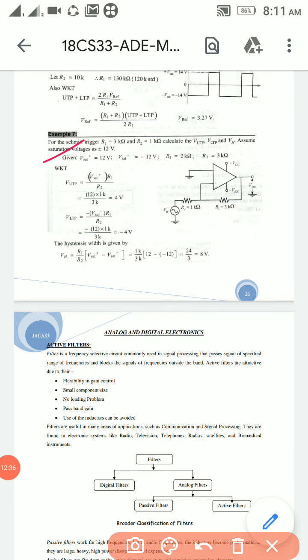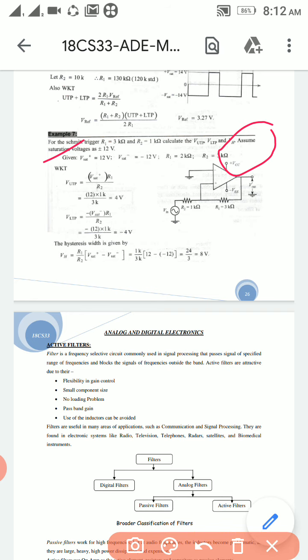Okay, this is the problem. For the Schmitt trigger, R1 is equal to 3 kilo ohm, R2 is equal to 1 kilo ohm. Calculate VUTP, VLTP, and VH. Assume saturation voltages are plus or minus 12 volts. What exactly is it asking? Calculate VUTP, VLTP, and hysteresis value. And he already mentioned the resistor values and saturation voltages, right?